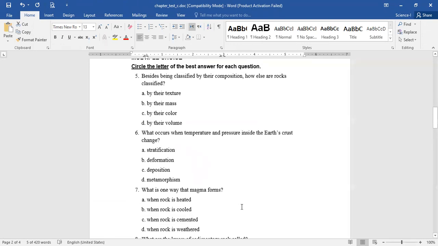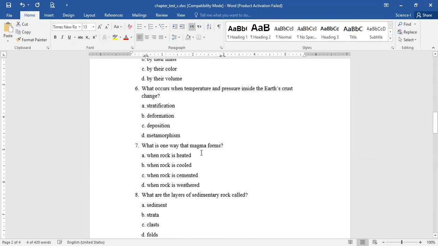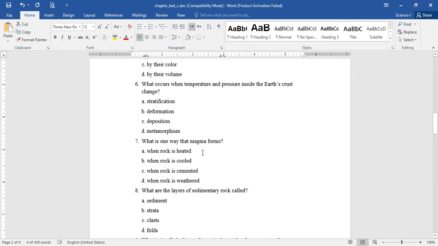Besides being classified by their composition, rocks are also classified by their texture. Good. Then question number 6, what occurs when temperature and pressure inside the Earth's crust change? D. The metamorphism process, good.